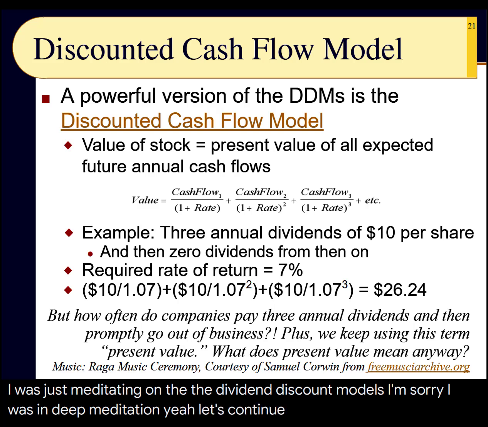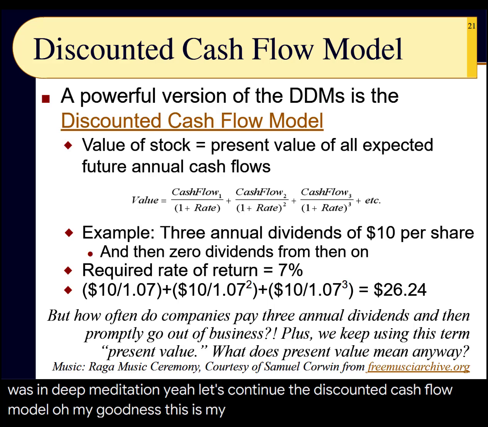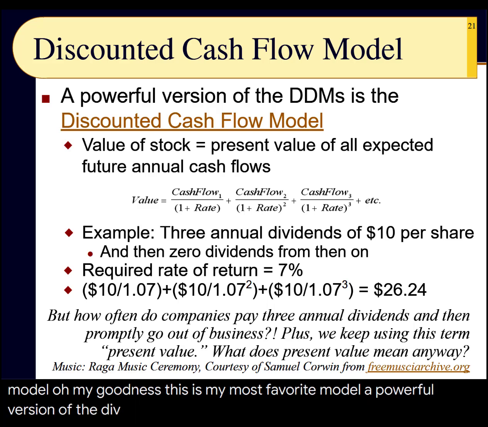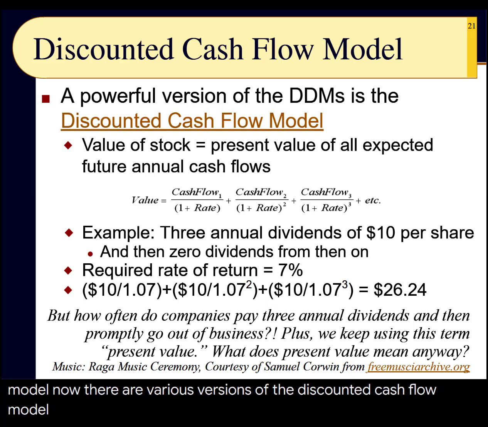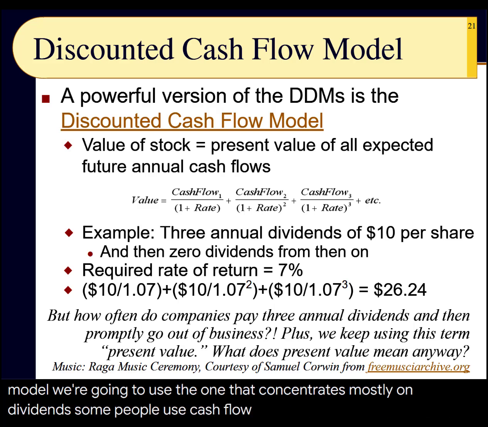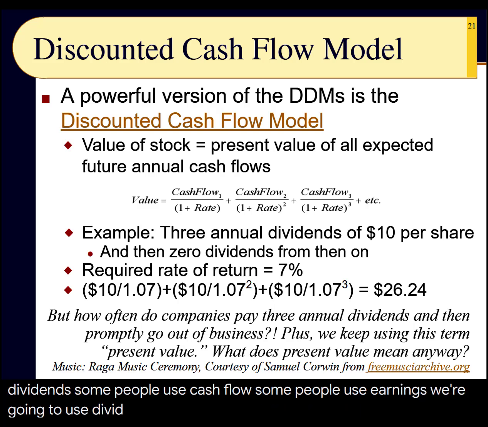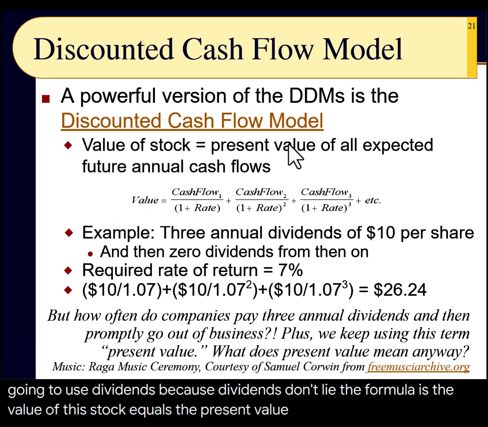Let's continue. The discounted cash flow model. Oh my goodness, this is my most favorite model. A powerful version of the dividend discount models is the discounted cash flow model. Now, there are various versions of the discounted cash flow model. We're going to use the one that concentrates mostly on dividends. Some people use cash flow, some people use earnings. We're going to use dividends because dividends don't lie. The formula is the value of the stock equals the present value of all expected future cash flows.